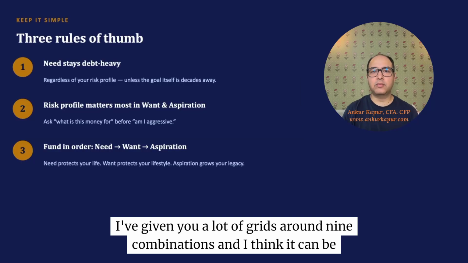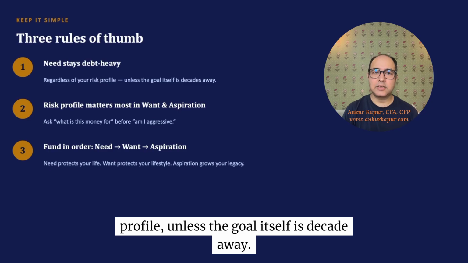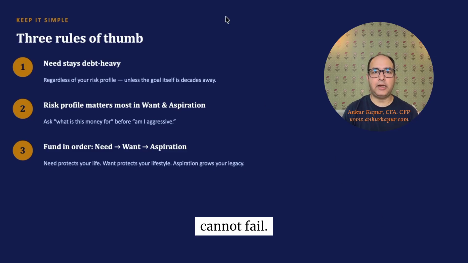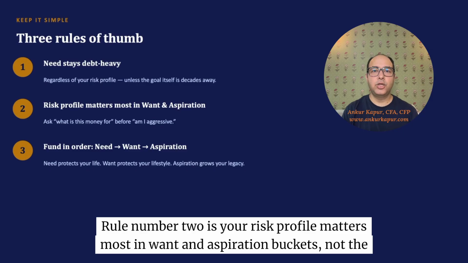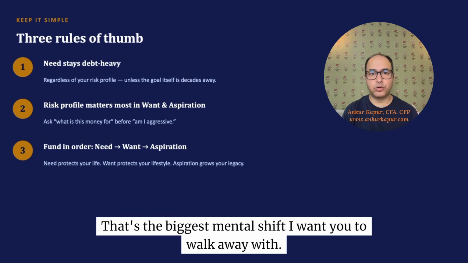I've given you a lot of grids, around 9 combinations, and I think it can be overwhelming. So here's rule number one. The need bucket is always debt heavy, no matter your risk profile, unless the goal itself is a decade away. So don't let your personal aggressiveness override the fact that this money simply cannot fail. Rule number two is your risk profile matters most in want and aspiration buckets, not the need bucket. That's the biggest mental shift I want you to walk away with.